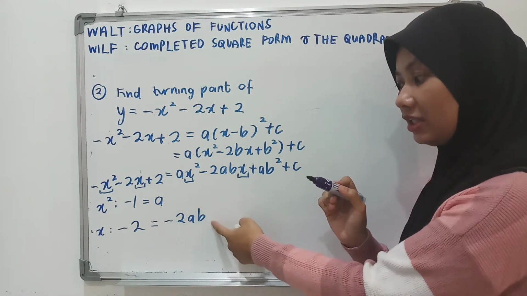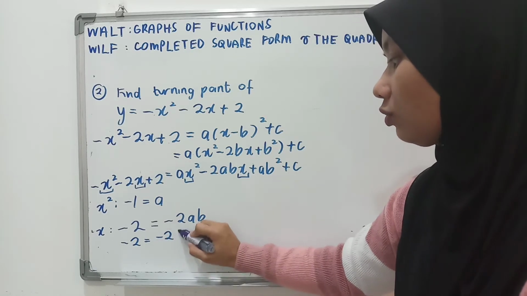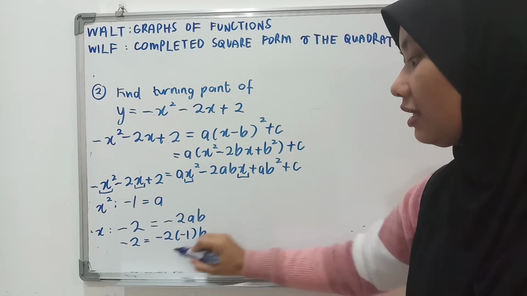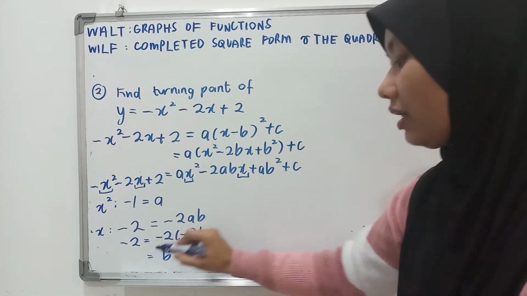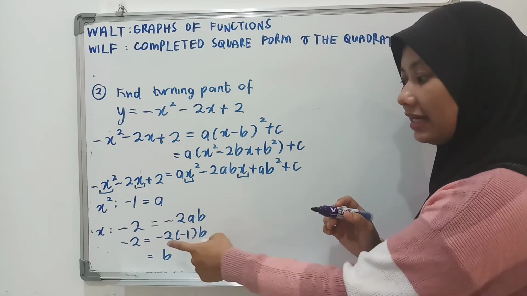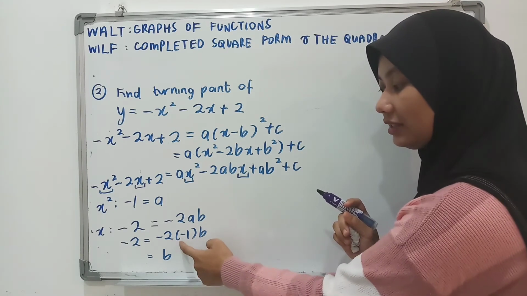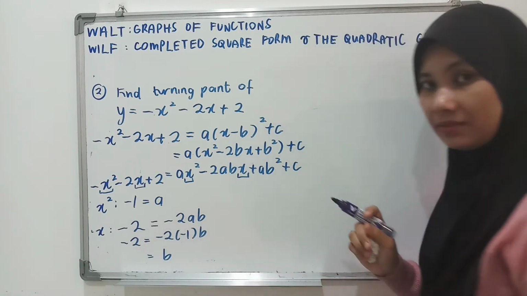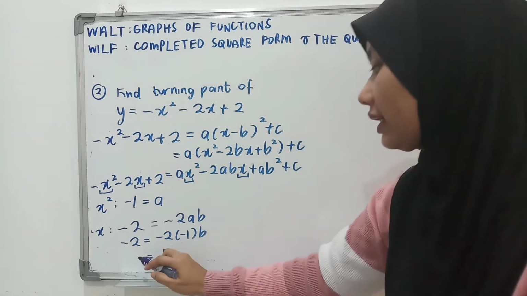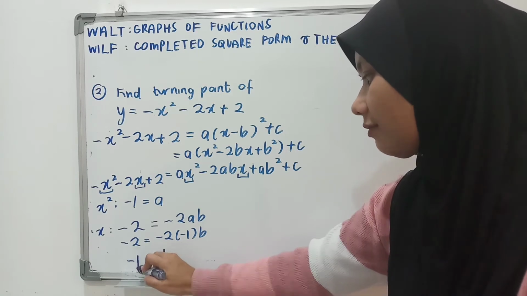Negative 1. Substitute in. So you get negative 2 equals to negative 2, here you have negative 1b. So what is your B straight away? Negative 2 divided by negative 1 will give you positive 2. Okay, this is multiplication, you go down there, it becomes division. So you will get B is equal to negative 2 over 2, which is negative 1.